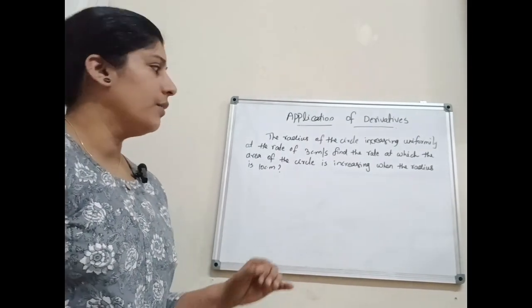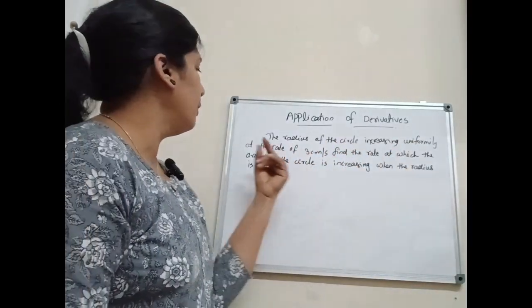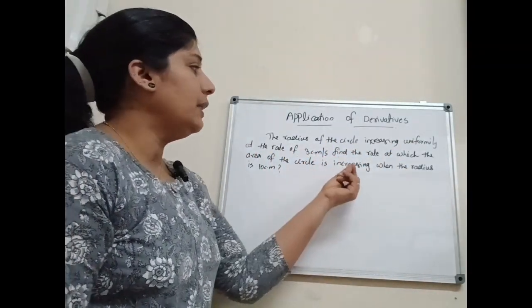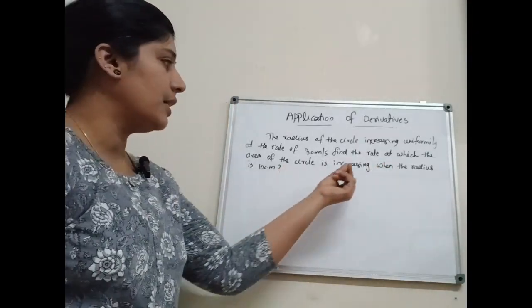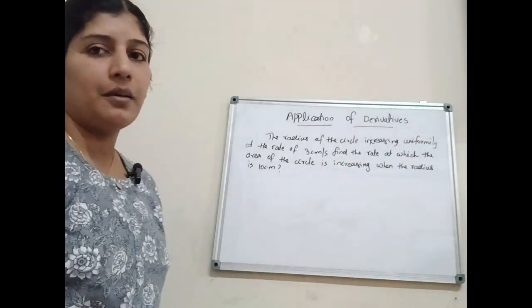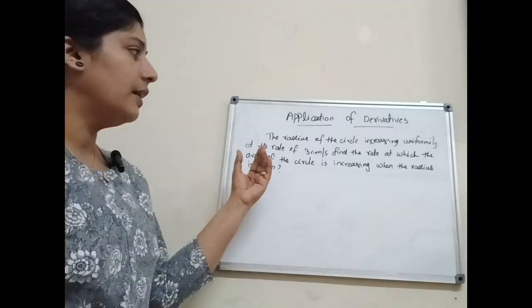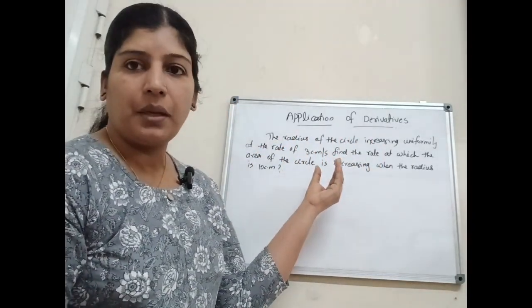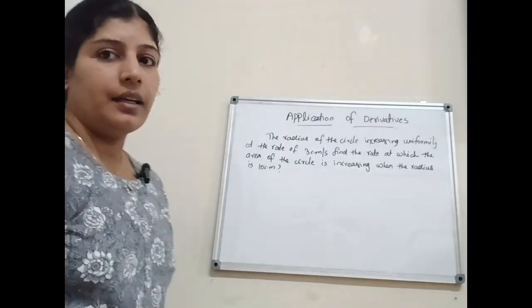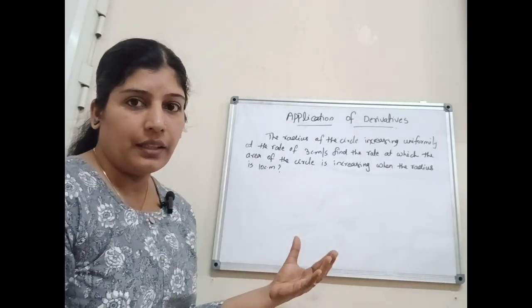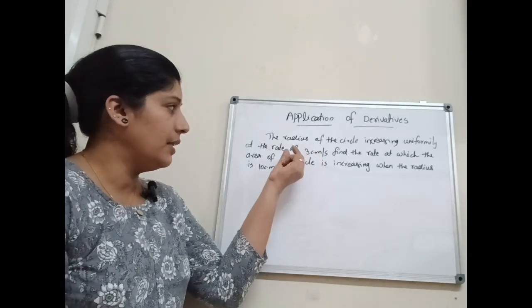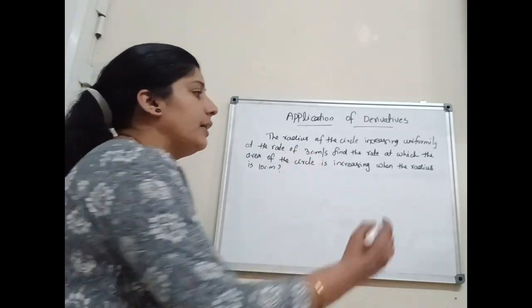Next consider the question. The radius of the circle is increasing uniformly at the rate of 3 centimeter per second. Find the rate at which the area of the circle is increasing when the radius is 10 centimeter. The radius of the circle is increasing uniformly at the rate of 3 centimeter per second is given. That means here the rate of change of radius with respect to the time is given. It can be denoted by dr by dt.